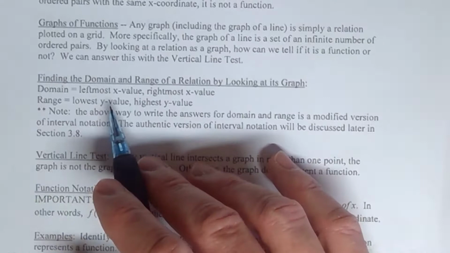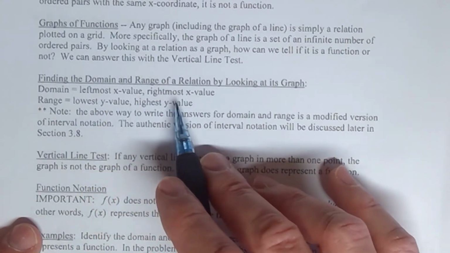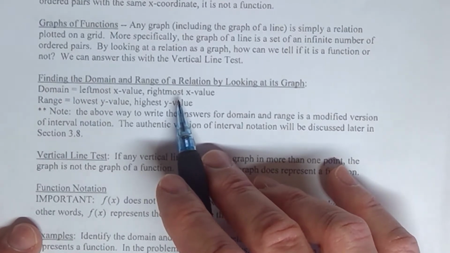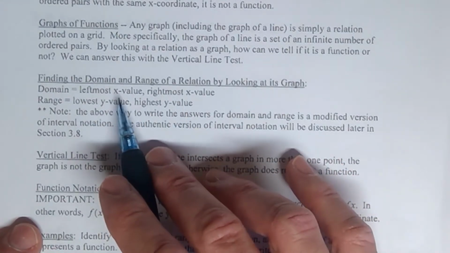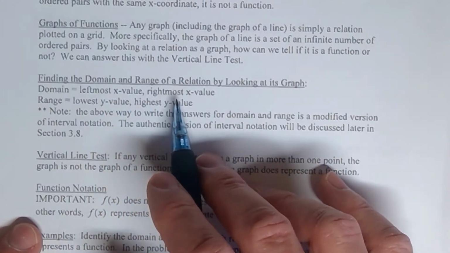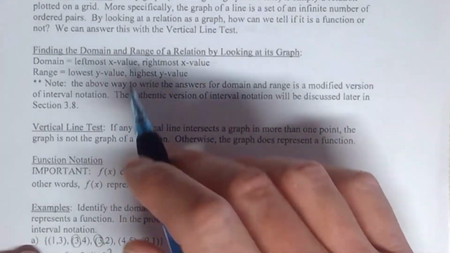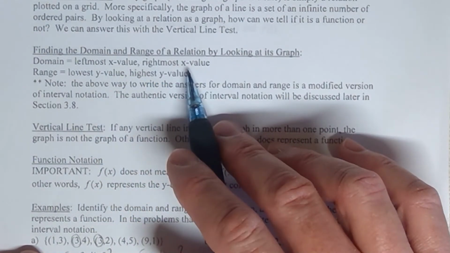So what are the directions? It says for the domain, you're looking for the leftmost X value and the rightmost X value. I'll come back to the range in a minute. Let's just focus on the domain first. Leftmost X value, rightmost X value. Why are we doing that? Well, I'll explain that here in a second, but let's focus on actually figuring it out first.